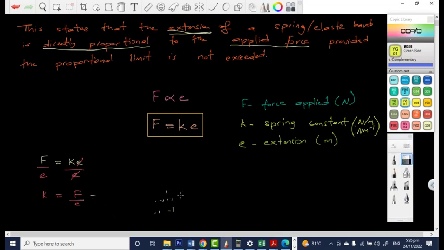So that's Hooke's law. So Hooke's law again says that the extension is directly proportional to the applied force, provided that the proportional limit is not exceeded.